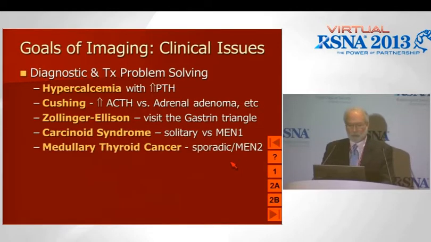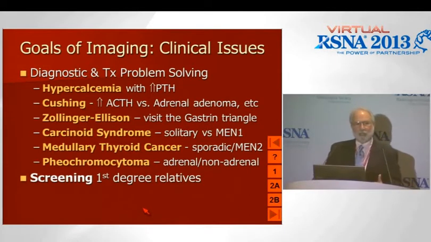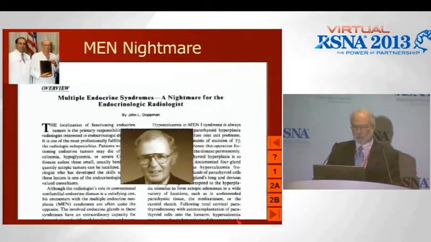Carcinoid syndrome can be a solitary part of MEN1. Medullary thyroid cancer, all these patients need to be screened to see if they have MEN2. Pheochromocytomas may be sporadic or part of one of these syndromes. But when you identify a syndromic association, you have to screen all the first-degree relatives, and you have to do surveillance of affected individuals to see if they are developing the complications of these diseases.